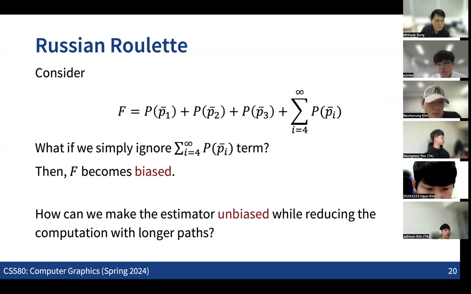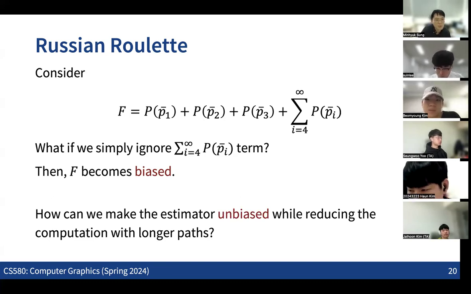Obviously we want to limit the length of the paths to limit the computation, the time and the power. But then the question is how we can still make an unbiased estimator while having a limited length of the paths in the computation. And here the basic idea is the Russian roulette.